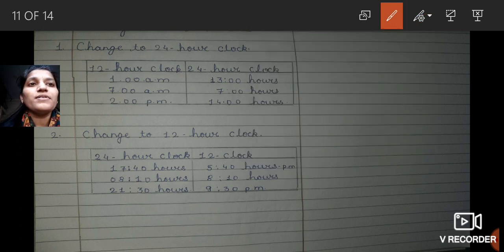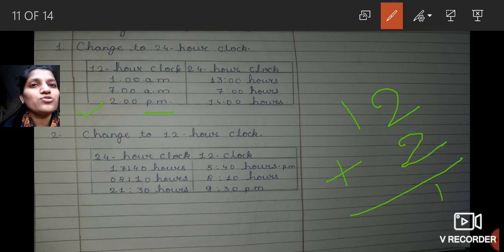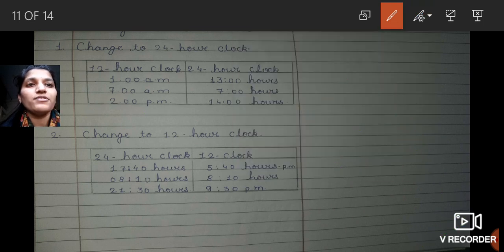Now the next example we are going to see is 2 PM. Here PM is there, that means we can change the time. So we are going to add 12 to 2. 2 plus 12, 14. So the answer is 14 hours. Now students, when we convert 12 to 24, at that time we add.